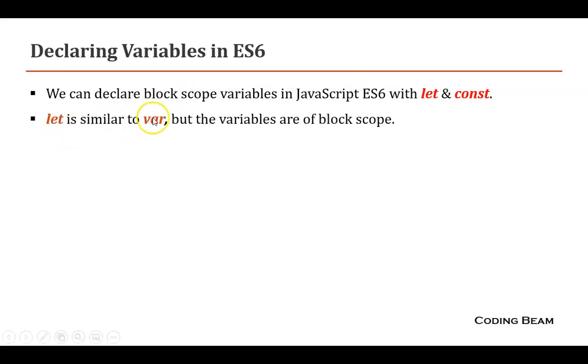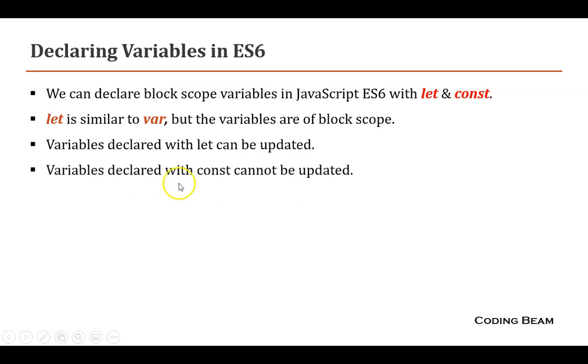So let is similar to var, but the variables are of block scope, and variables declared with let can be updated and changed, but the variables which are declared with const cannot be updated at all. But why do we need them?